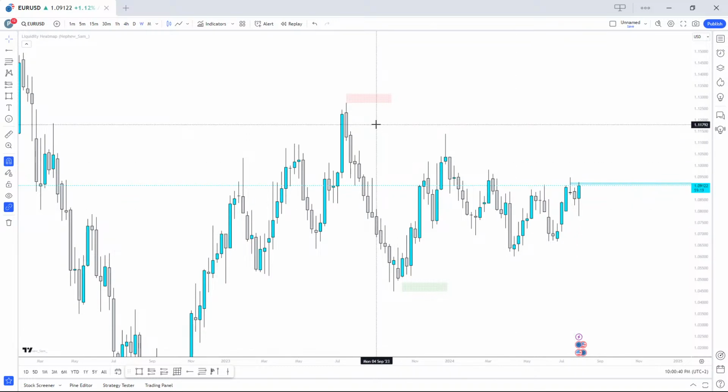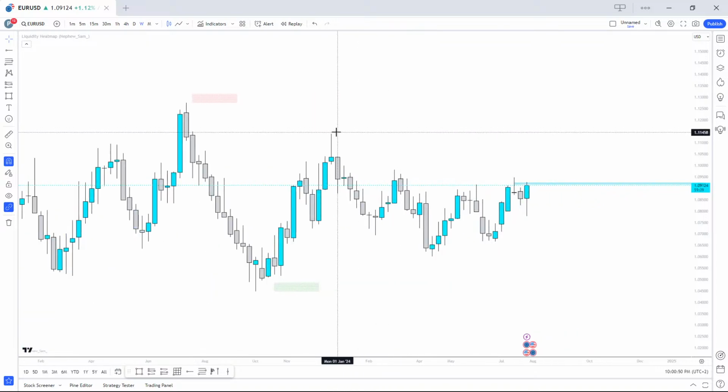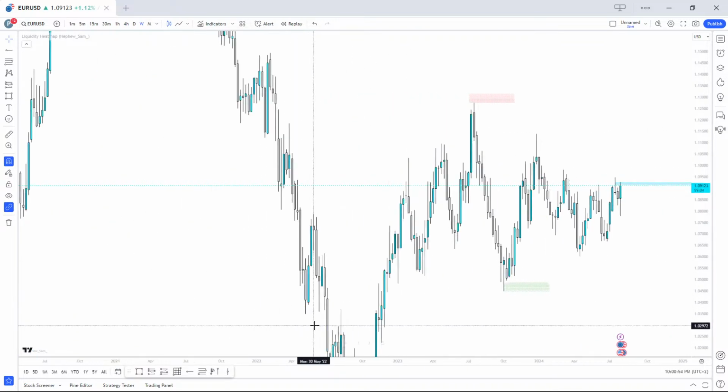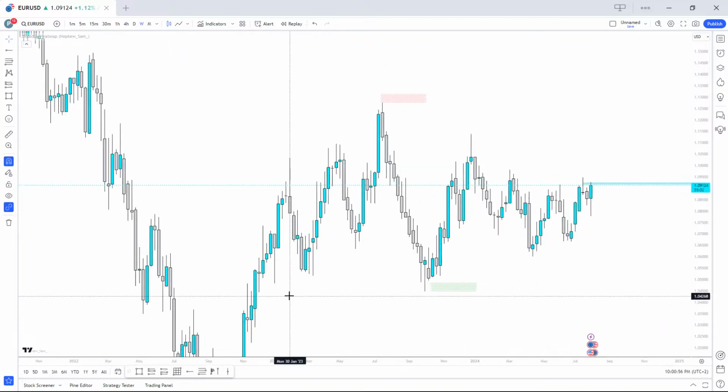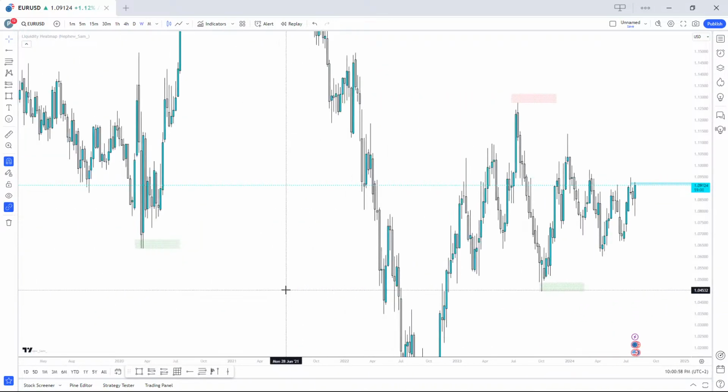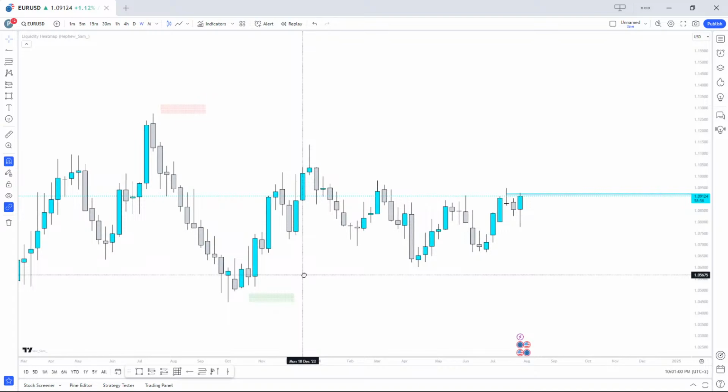Alright, yeah, so this is actually what I'm kind of afraid of, and it's this liquidity waiting to be taken out. Probably, I don't know. And have this low right here waiting to be taken. What else do we have?